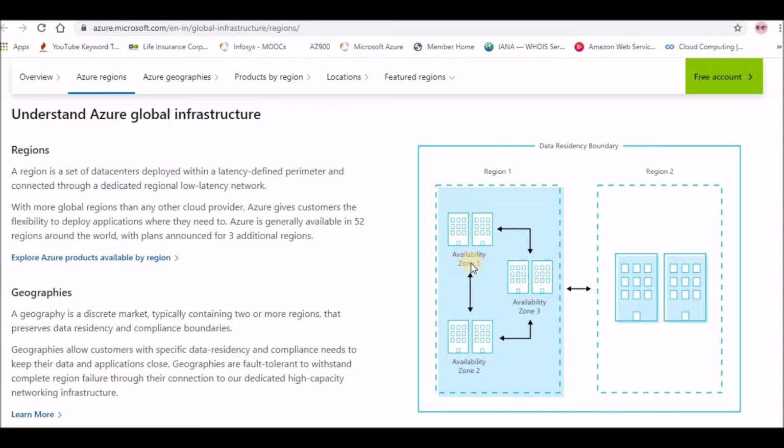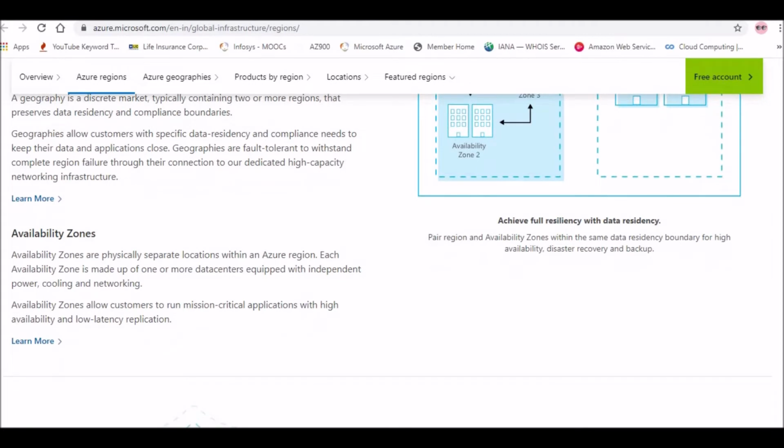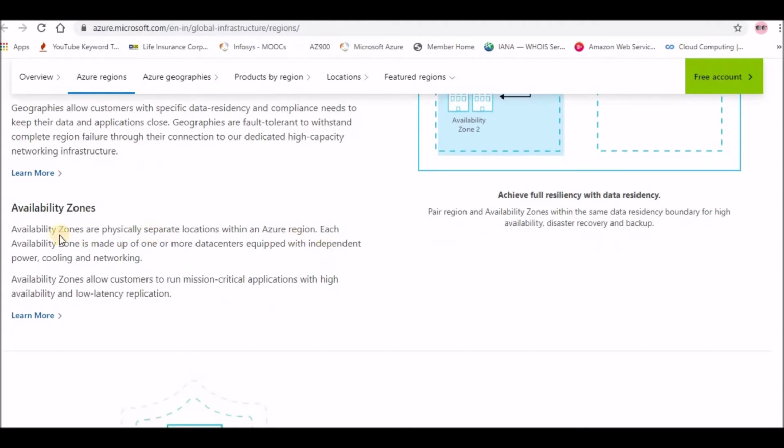If you see one availability zone, you can consider this as one data center, and this is another data center. So an availability zone will be a physical location, and it will contain multiple data centers. You can see that definition here itself. There are physically separated locations within an Azure region, and each availability zone is made up of one or more data centers, and they have independent power, cooling, and network.